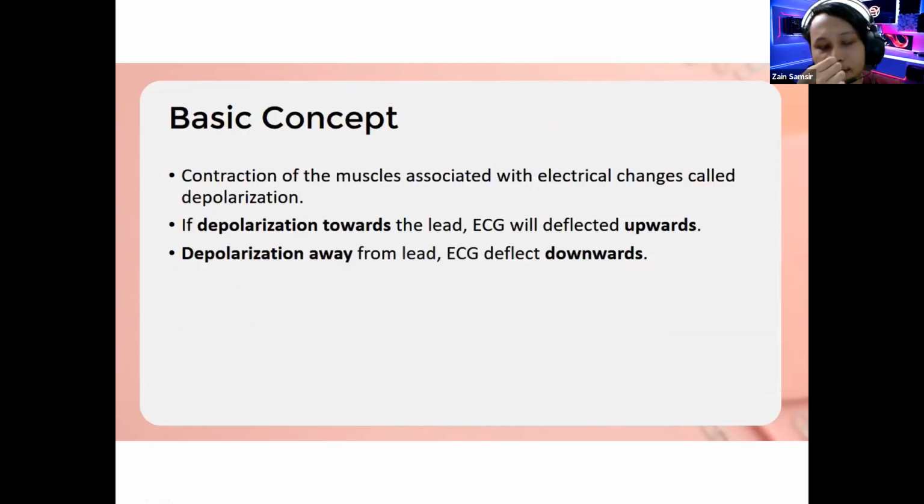So the basic concept of ECG is that if the conduction of depolarization moves towards the lead, the ECG will deflect upwards, while if the depolarization moves away from the lead, the ECG will deflect downwards. But for repolarization, if it moves towards the lead, it will deflect downwards instead. So it is vice versa to depolarization.